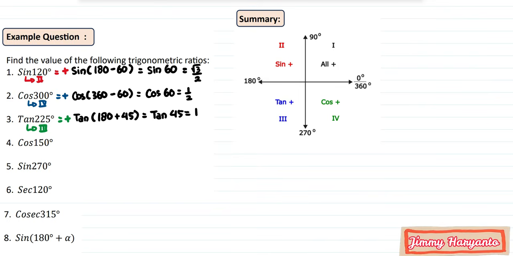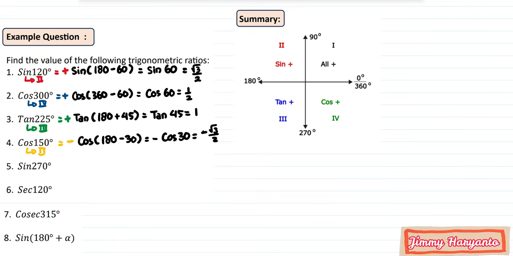And then next is cos 150. 150 lies in the second quadrant. Cos in the second quadrant will become negative. And then you will write the cos one more time. And this one is 180 minus 30, equal to negative cos 30. And negative cos 30 is negative square root of 3 over 2.